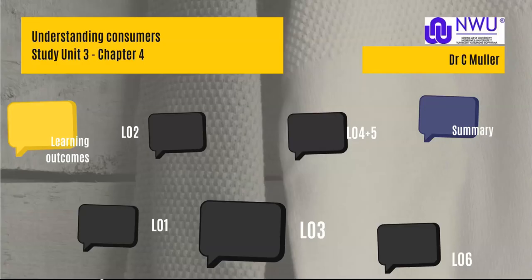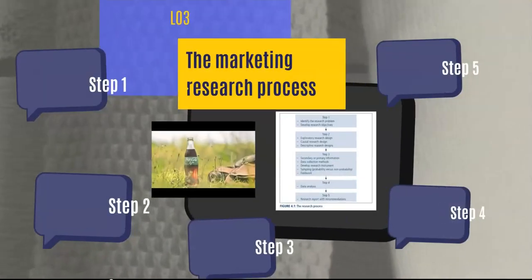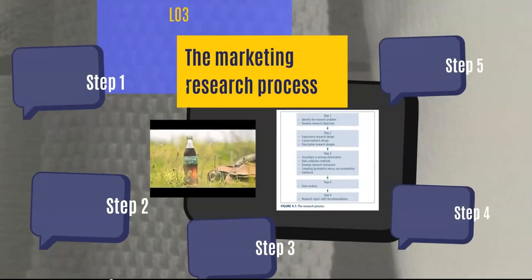Next, we will jump into learning outcome 3. This deals with the marketing research process, and you need to be able to briefly describe and understand each of the 5 steps. Just a disclaimer, this textbook refers to 5 steps. On the internet or other textbooks or sources, there are up to 9 steps. But for the purpose of this module, let's focus on these 5 steps.